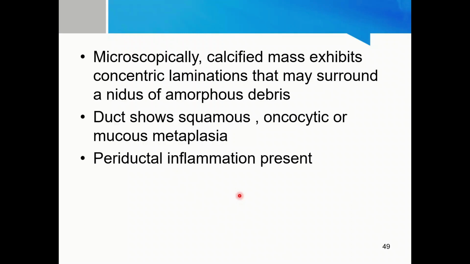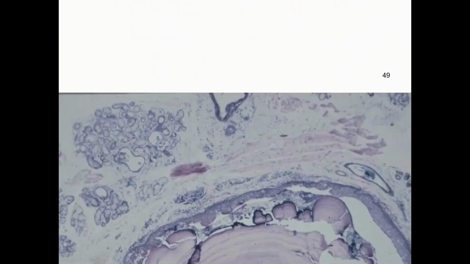And the ductal epithelium might show some changes. It might be squamous epithelium. It could be some sort of oncocytic change, or some sort of mucous metaplasia can also be seen. And it has been observed that around the duct there is some sort of inflammation. We call it periductal inflammation.